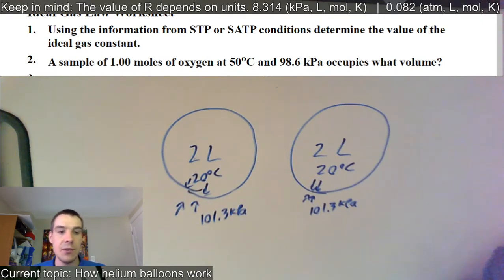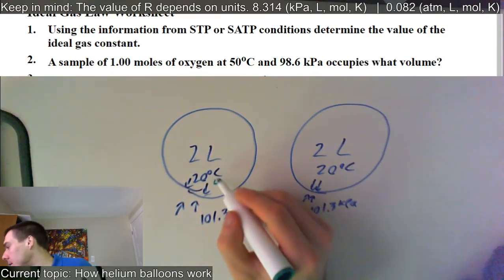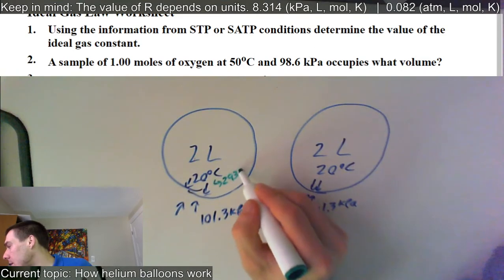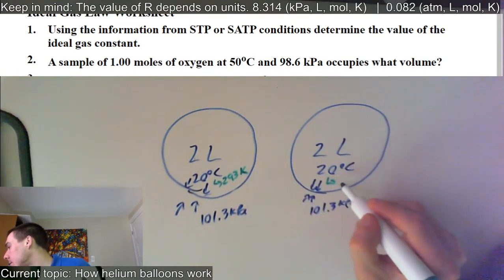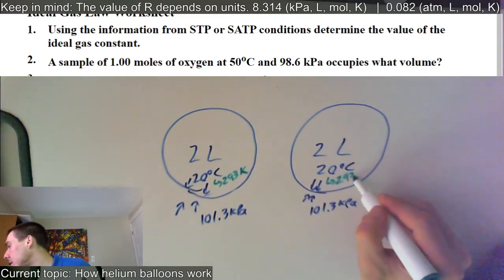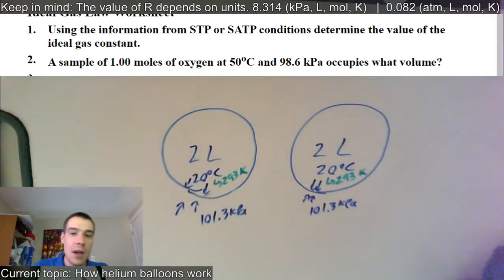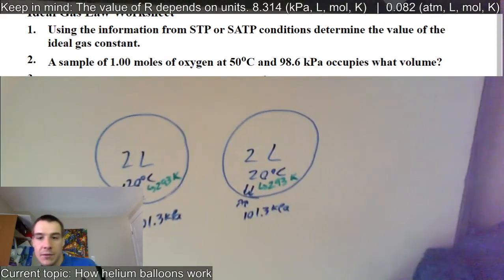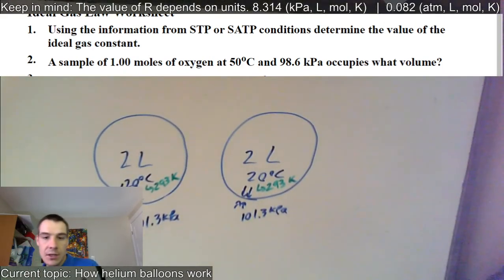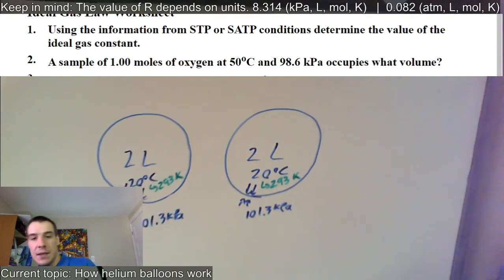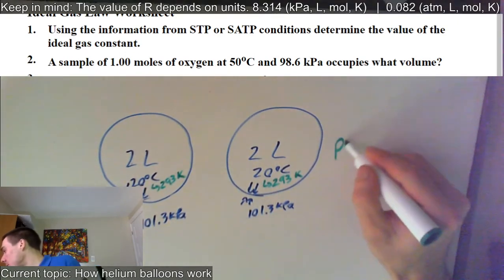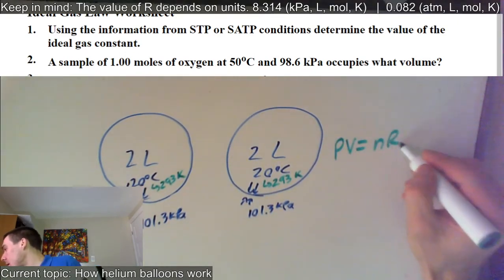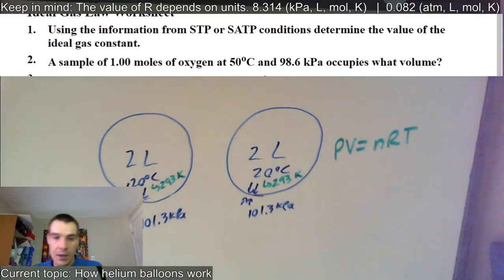One thing about temperature, though, remember we have to be in Kelvin. So let's just turn this to Kelvin right away. 20 Celsius is 293 Kelvin. I'm just adding 273 to that, 293 Kelvin. So they have the same parameters, which means if we use our equation, our equation is PV equals nRT. PV equals nRT.